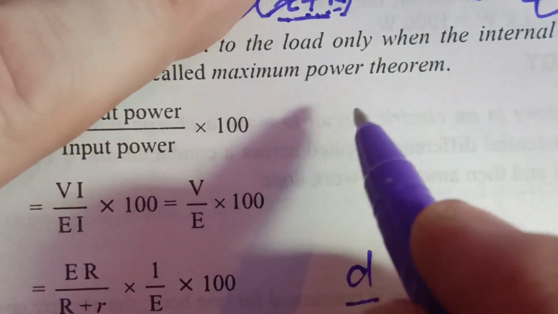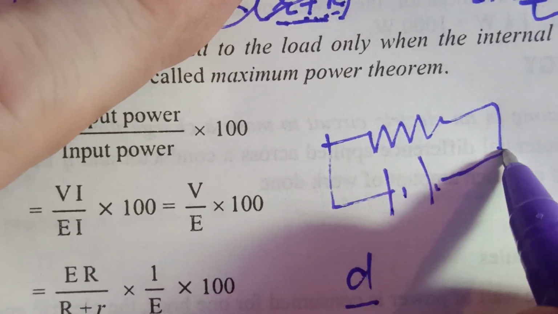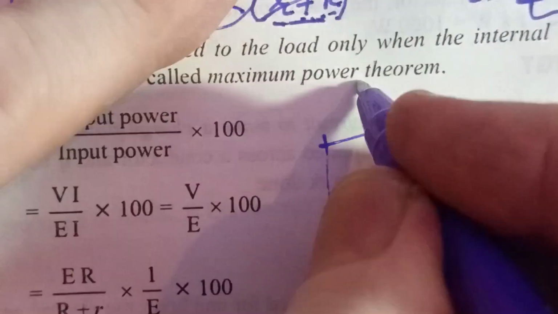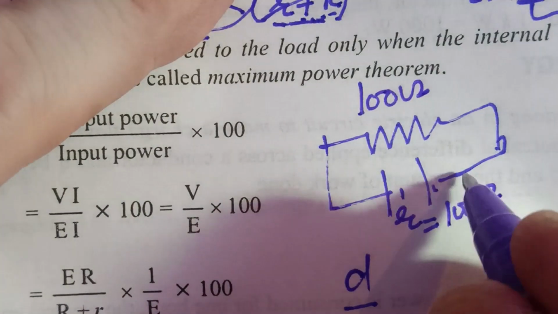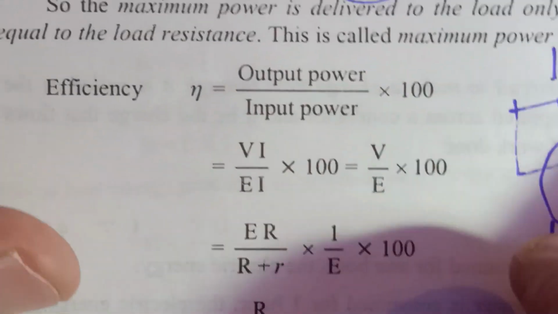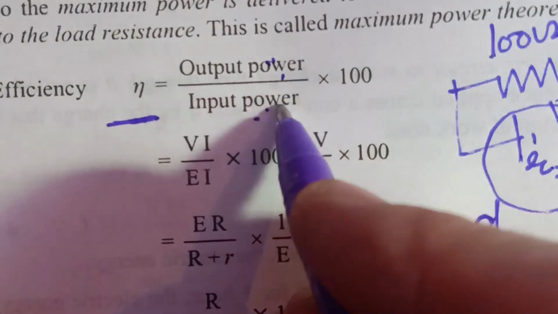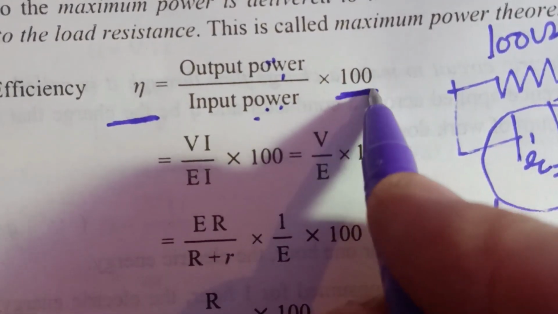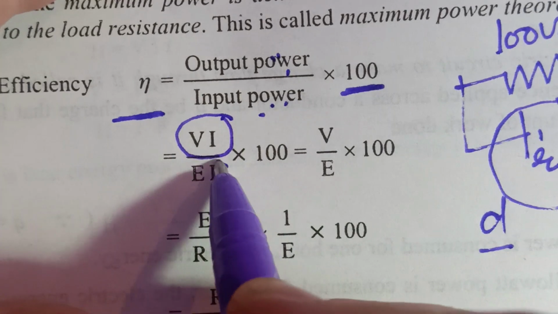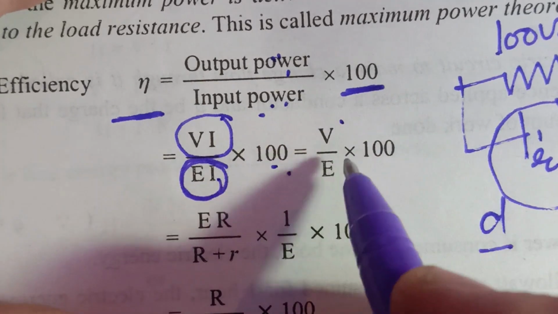That means if this is the circuit and the battery has internal resistance 100 ohm, and the external resistor is also 100 ohm, then this battery will deliver maximum power to this resistor. Now I am finding the efficiency, output power over input power in percent, that means multiplied by 100. What is output power? Delivered to the resistor. What is input power? Battery power into 100. So V over E into 100.